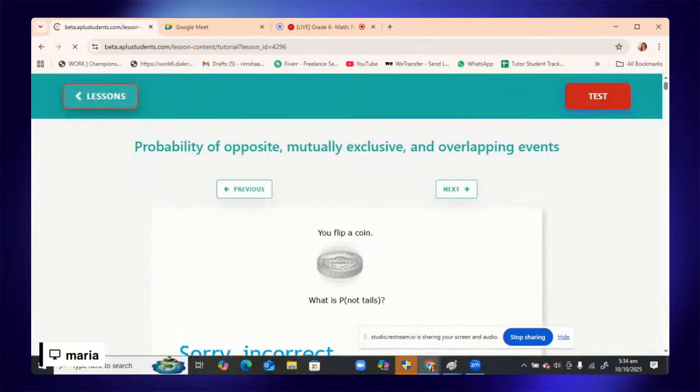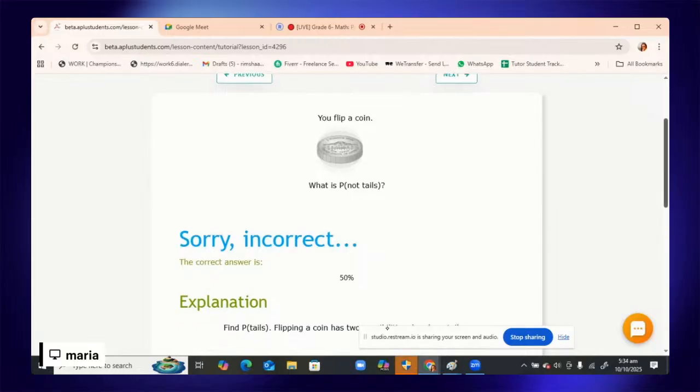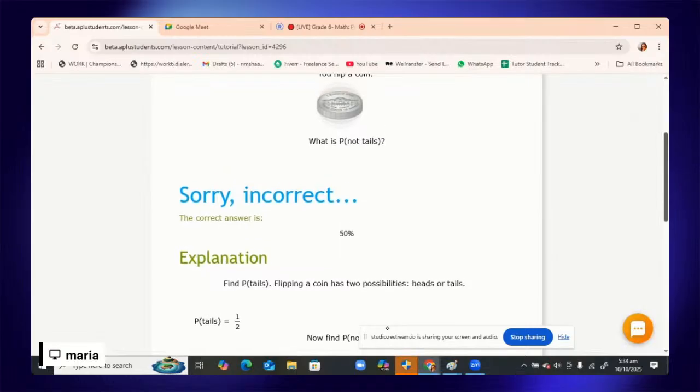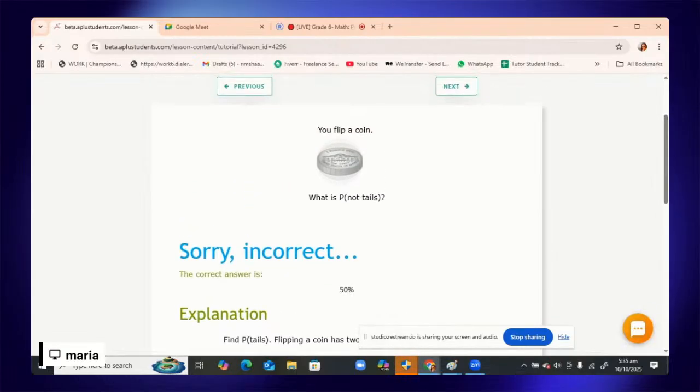Probability of opposite, mutually exclusive, and overlapping events. Okay? So here we are finding the answers in the form of percentage. First of all, you flip a coin. There is a coin which is given here. What is the probability of not tail?